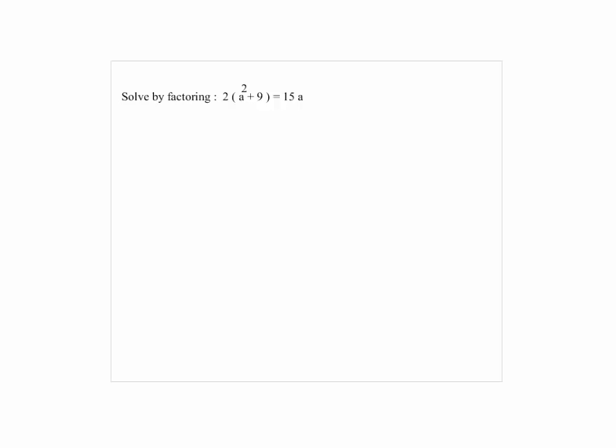I would say multiply the 2 with the 2a plus 9. A squared plus 9. Right, so the first step would be to distribute. So tell me, what do you get when we do that? 2a squared plus 18 equal 15a. Okay. So what's the next step? Minus 15a on both sides.